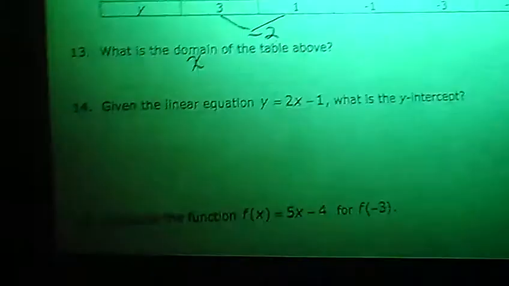Number 13. What is the domain of the table above? Domain is just a fancy way of asking us what are our x values.